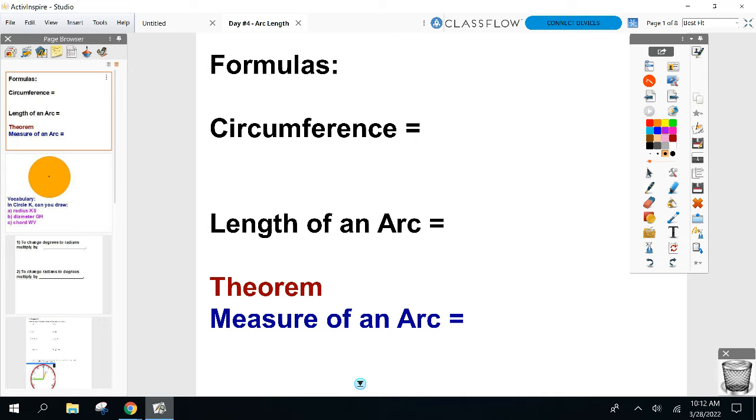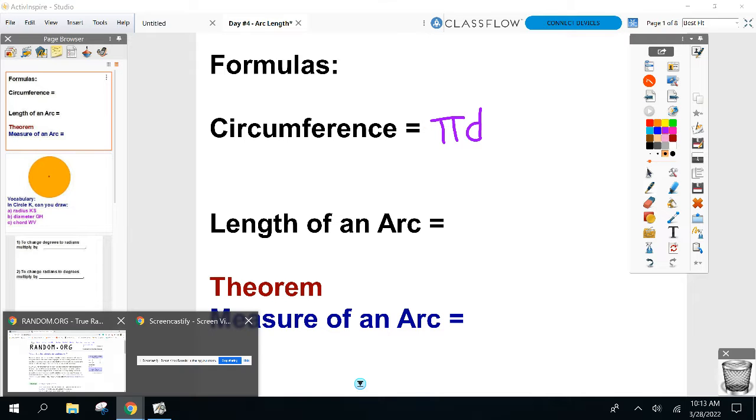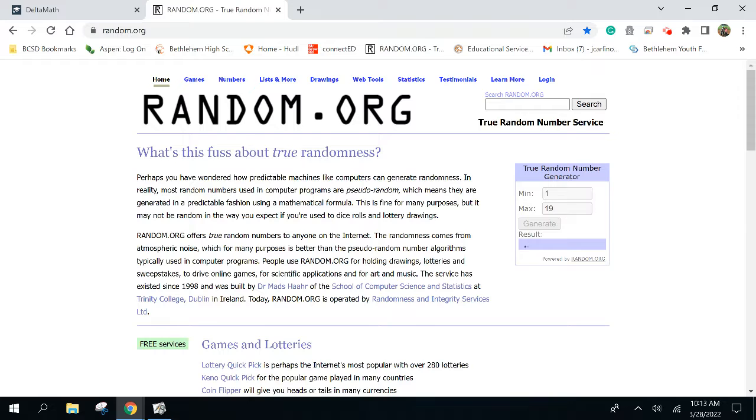Pi times the diameter. Good. Length of an arc in degrees. So length of an arc. How do I find the length? Not the measure, the length. How long an arc is.